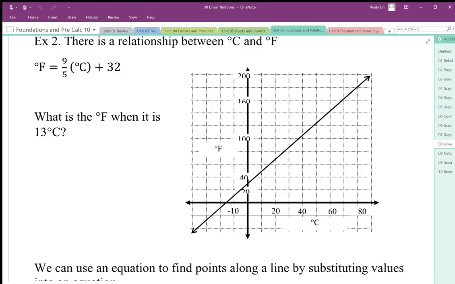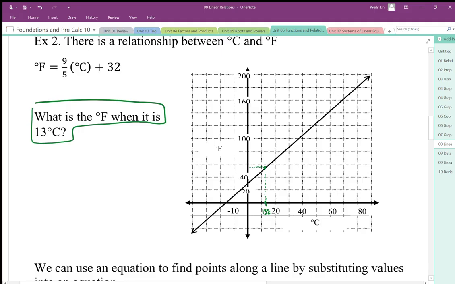So we can use this graph, this relationship as a graph, to determine the degrees Fahrenheit when it is 13 degrees Celsius. So 13 degrees is somewhere around here, so I'm just going to do this in a color. Okay, so there's my 13 degrees Celsius on my x-axis, and I go up to my graph. It looks like it's about, that's 20, 40, 60. So somewhere looks like maybe about 55 degrees Fahrenheit. Okay, so when it's 13 degrees Celsius outside, it's about 55 degrees Fahrenheit.